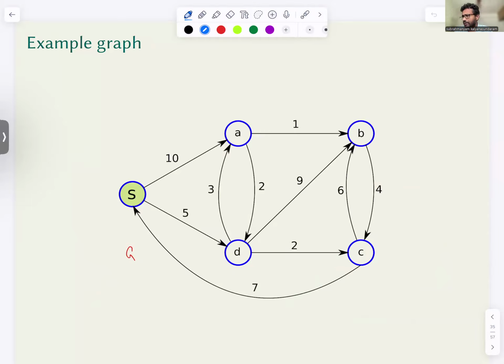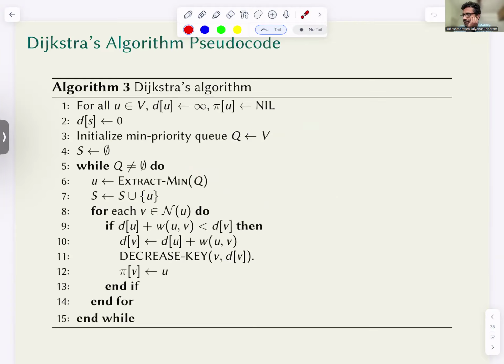I think we went over this yesterday. The shortest path from S to B, I think we talked about it, is not this one because this has weight 11, this has weight 14, but if you go this way, it has weight 9, right? I think this is the shortest path. We went over this example yesterday. So now we will see the algorithm.